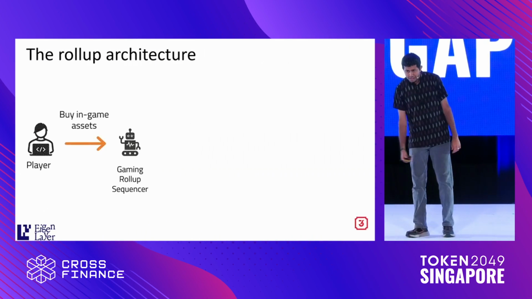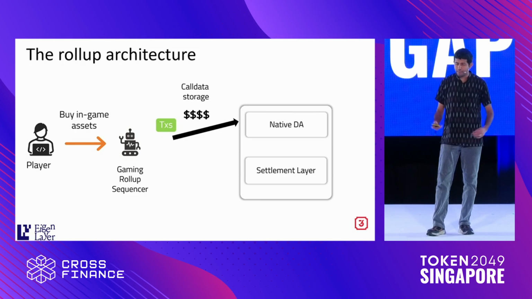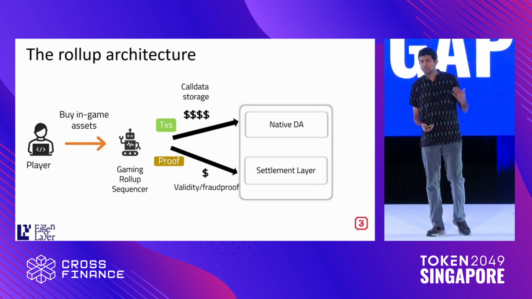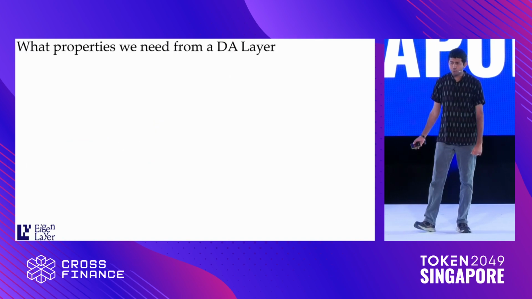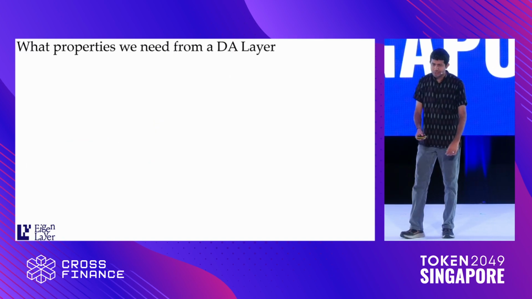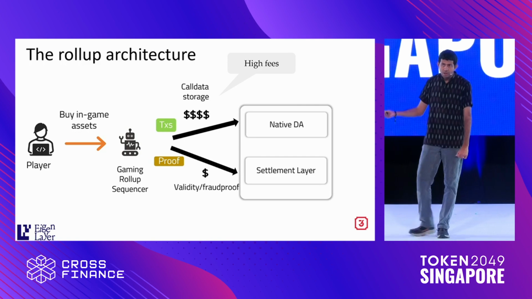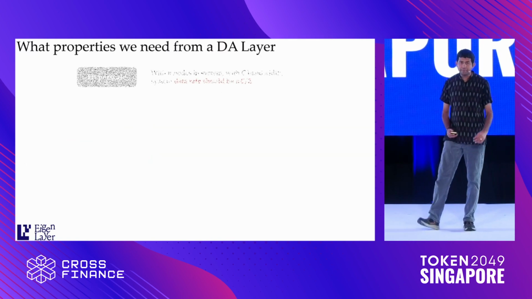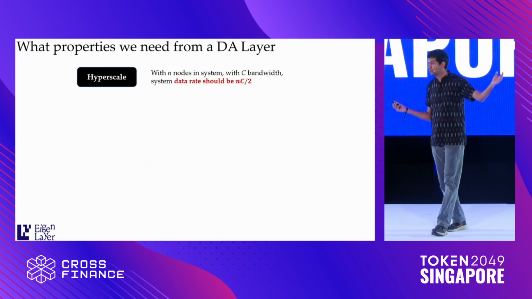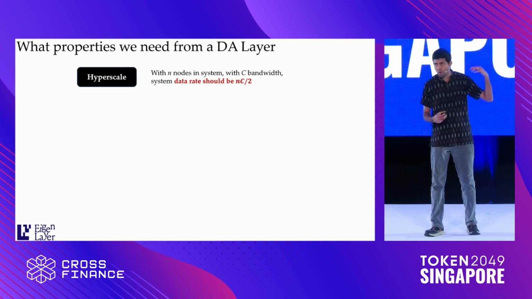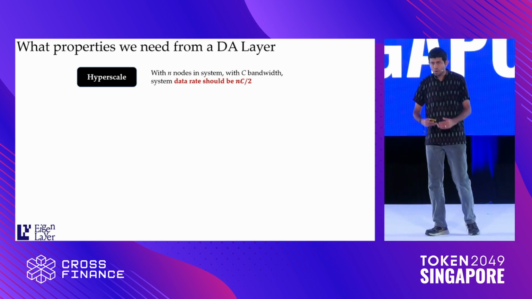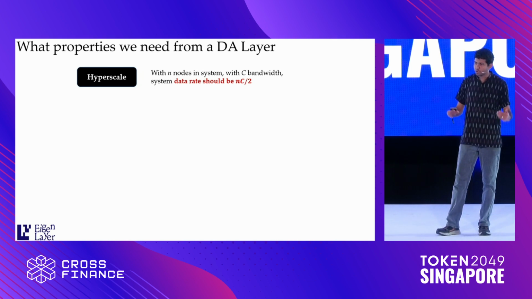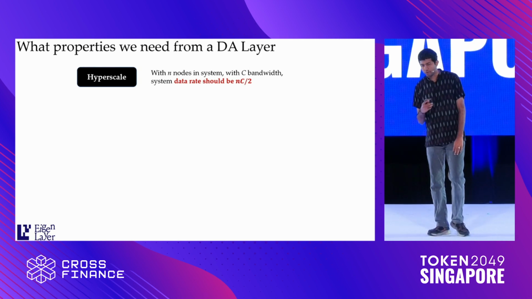Okay, I'm going to assume we're all familiar with the rollup architecture. The idea is you offload the computation, but you still have to publish the data, and publishing data is very expensive on Ethereum. So if you think about what properties we need from a system for publishing data, here are a few. You want it to be hyperscale. What is hyperscale? Hyperscale is very high performance. You want the throughput of the system to scale as you have more and more nodes in the system. So if there are n nodes, the performance should increase as the number of nodes increases.